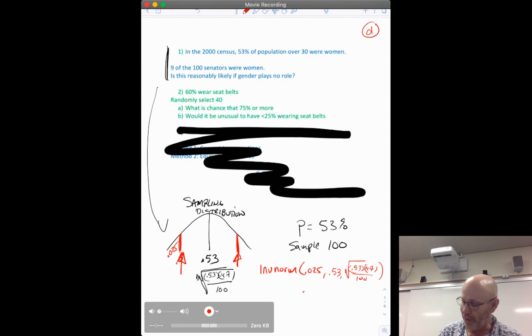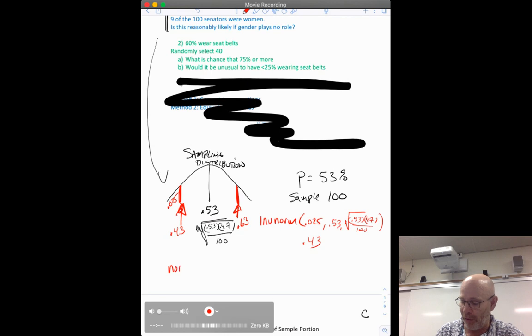And I get 0.43, which you probably would have realized 9% is pretty unlikely, right? And by the way, I can just use a little symmetry, 0.63 on the other side. So clearly, it's not reasonably likely. It's in that range. That would be a rare event. Could happen.